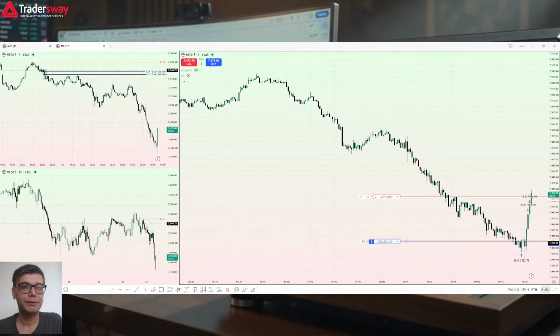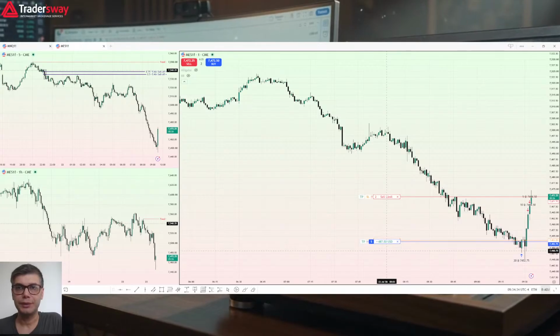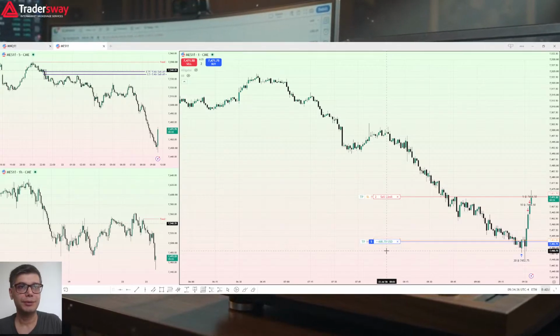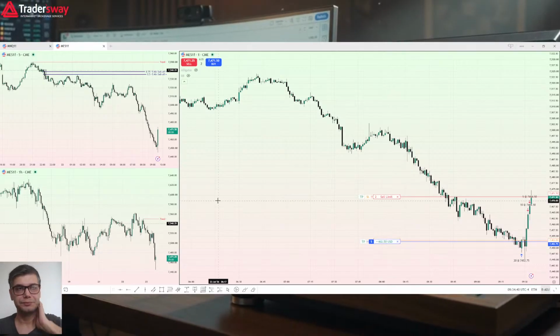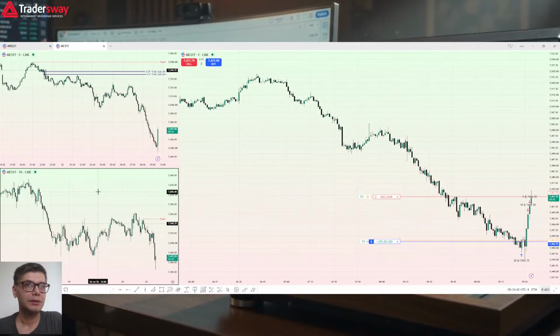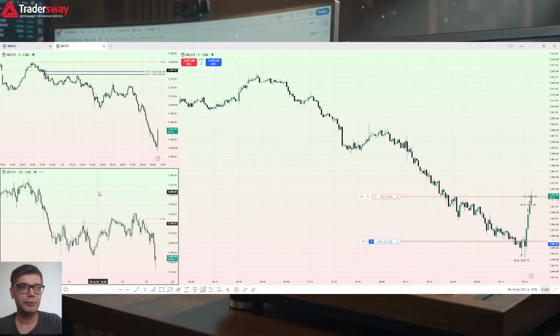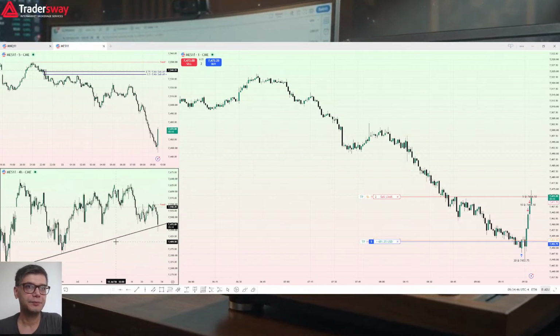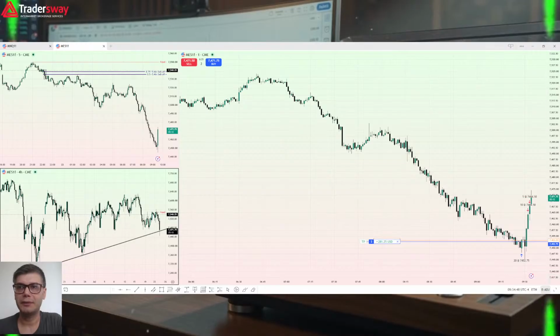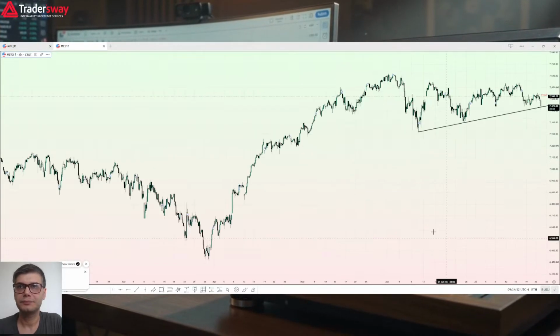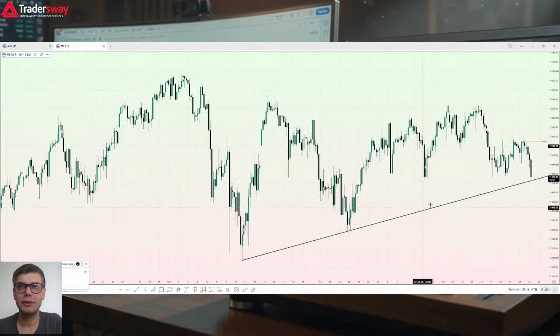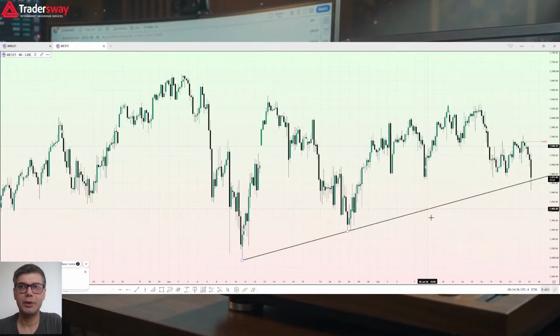We're looking at MES, or Micro S&P 500. Looking at the 4-hour chart, the price has come right there, in this 4-hour trend line.